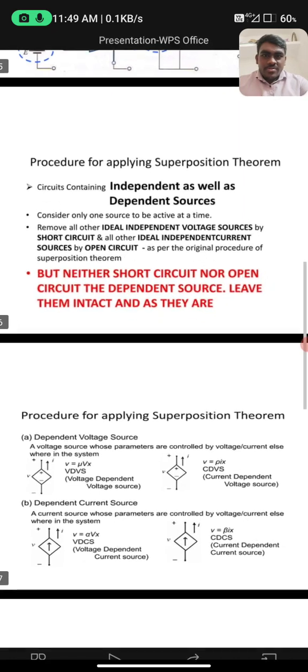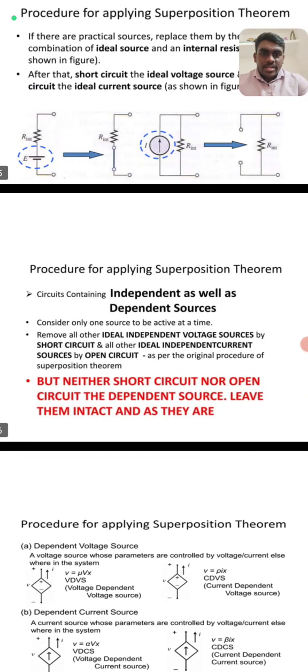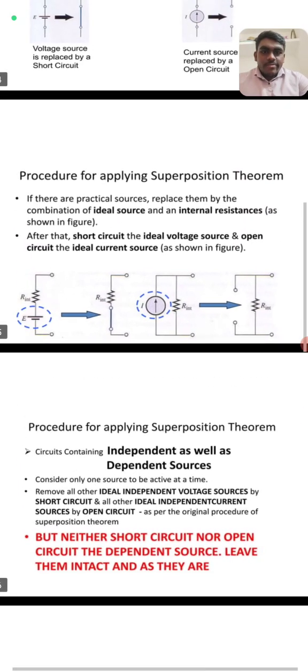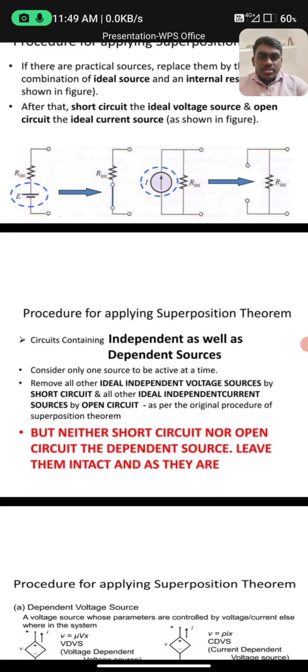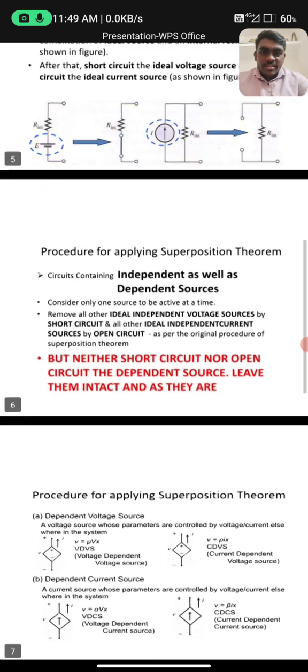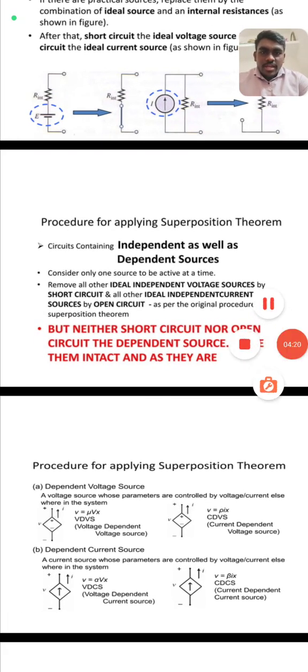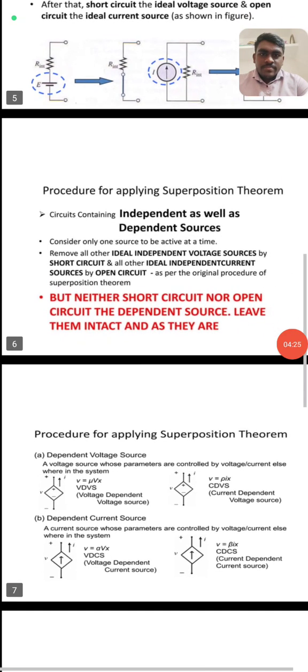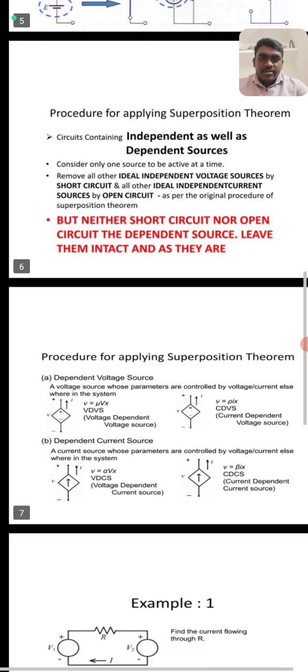Procedure for applying, same as before. As I told in the previous slide, the circuit contains only independent and dependent sources. Consider one source at a time. Remove all the ideal independent voltage sources by short circuit and all other independent current sources by open circuit. But do not short circuit or open circuit dependent sources; leave them intact.